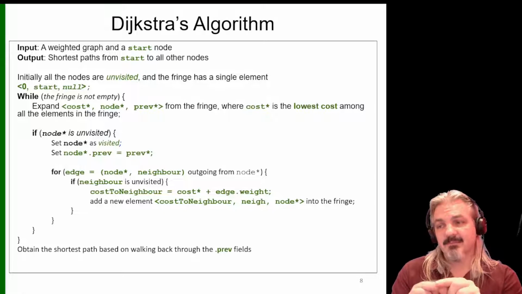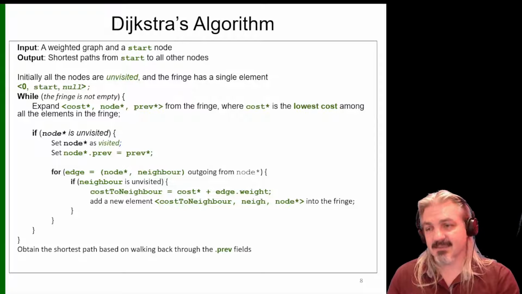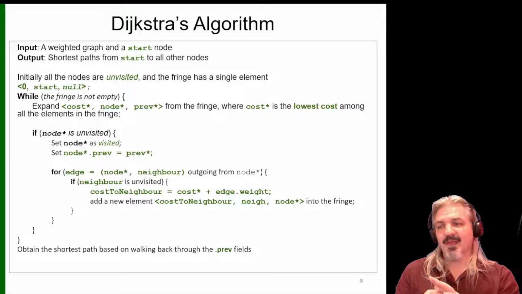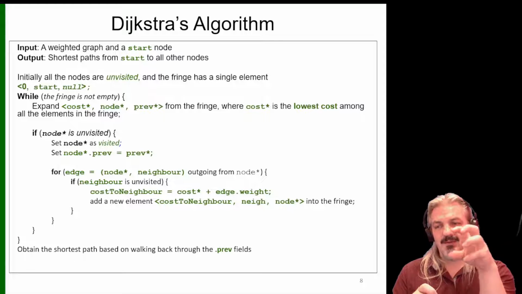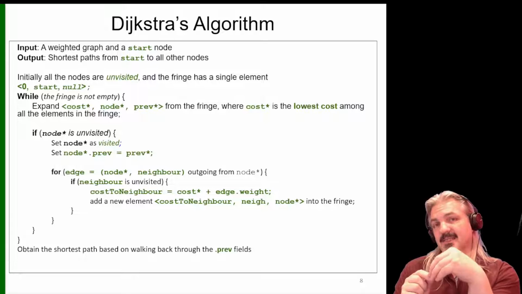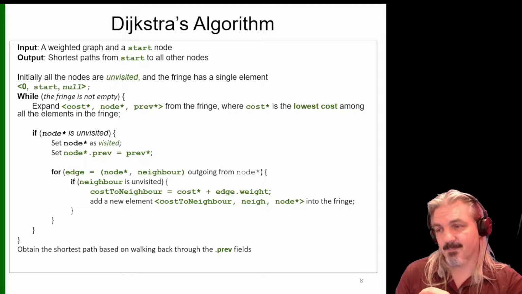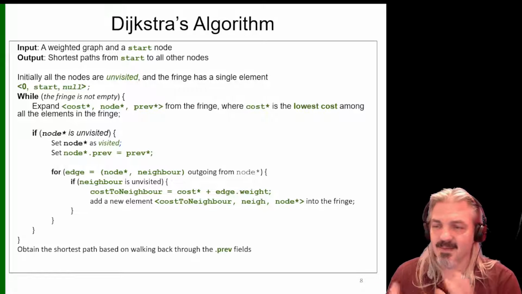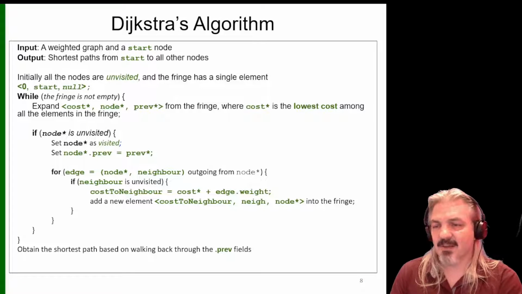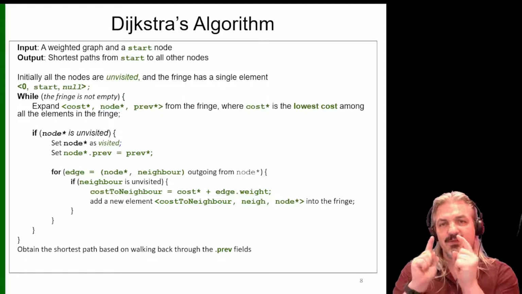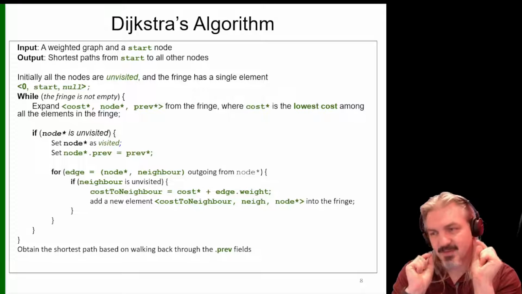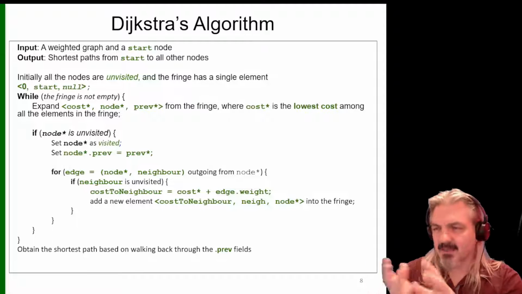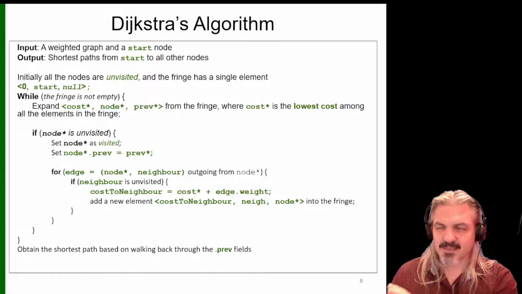If the neighbor is unvisited, right? So if I haven't already pulled it out of the network, then set the cost to being the cost that I have plus the cost to that node. Then you go through and add the new element to the fringe, right? So when you find the cost of the new node, you add it to the fringe. Okay, so there's a lot of concepts there. So this is reading through saying, okay, that's how I have to do this.